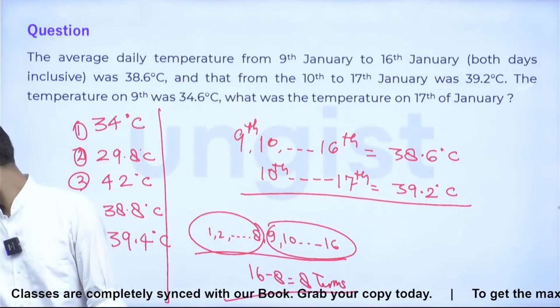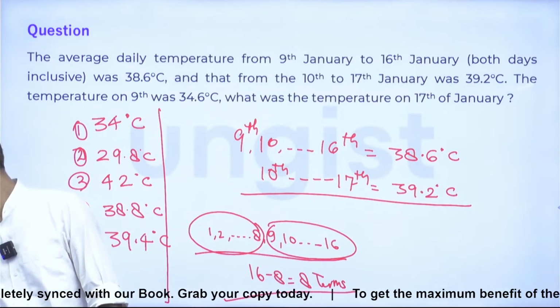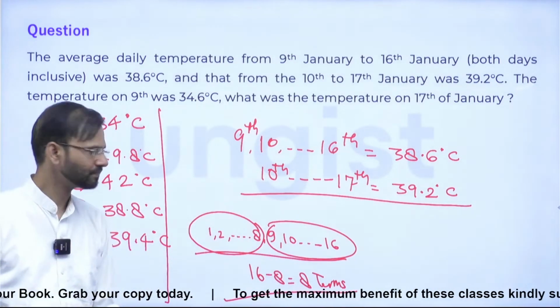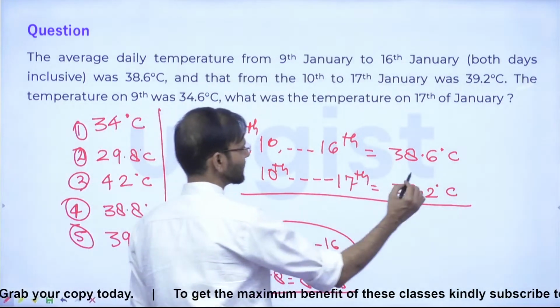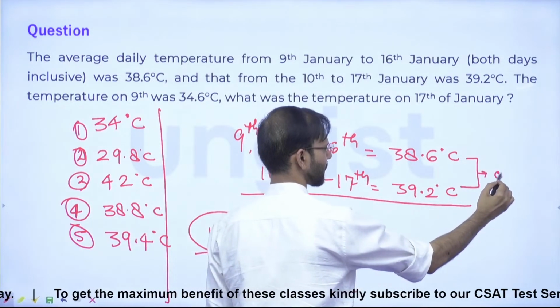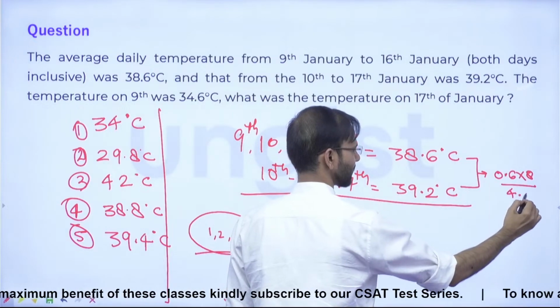ठीक है? Okay? Alright. So there are 8 terms in both the series. Done? So friends, just tell me what is the difference between these two numbers? 0.6. So 0.6 into 8 is 4.8, correct?